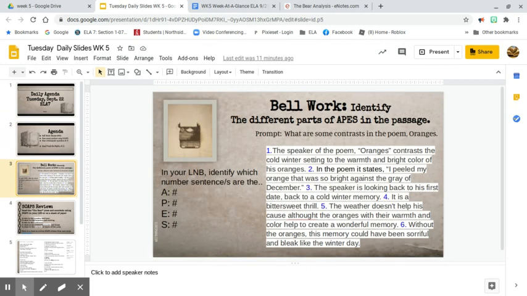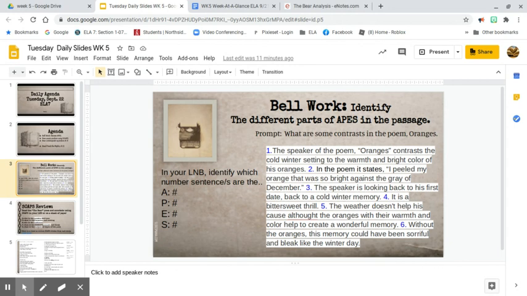So first we're going to review APES. APES is the checklist for a short answer response, of how to complete a very insightful and intellectual paragraph over a specific prompt that you have been asked.